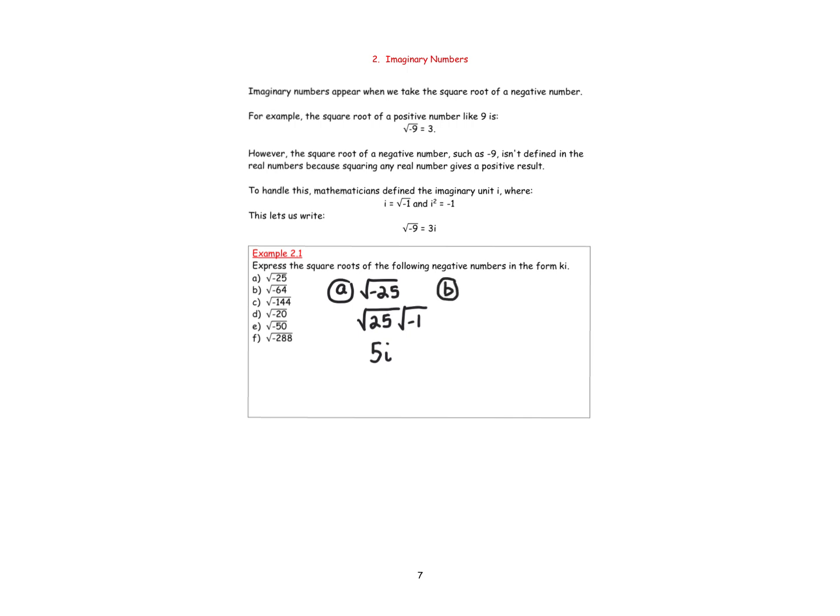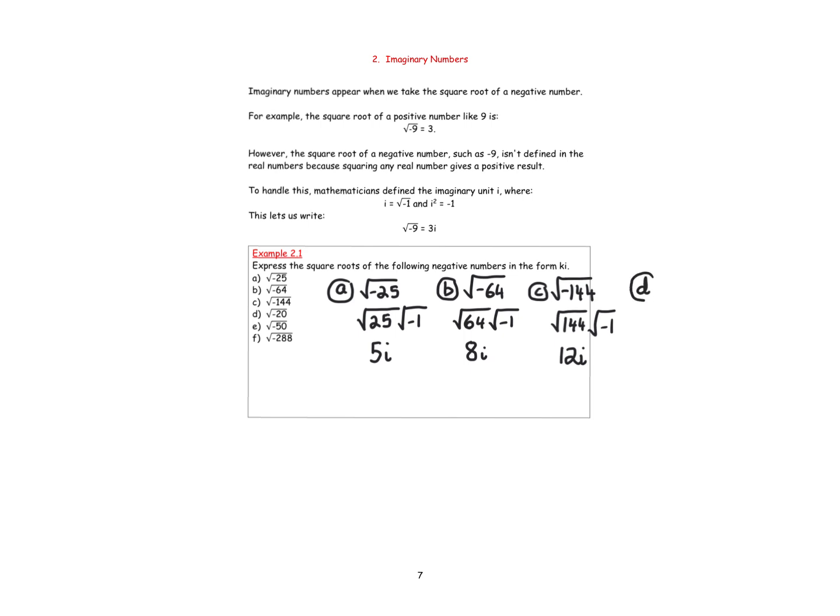B is very similar, where we have the square root of -64. That can be rewritten as the square root of 64 multiplied by the square root of -1. The square root of 64 is 8, and the square root of -1 is i. For C, we have the square root of -144. That will end up with the square root of 144 multiplied by the square root of -1. The square root of 144 is 12, and the square root of -1 is i.